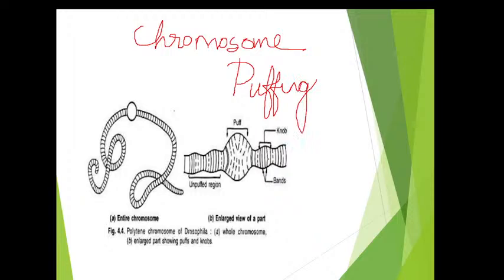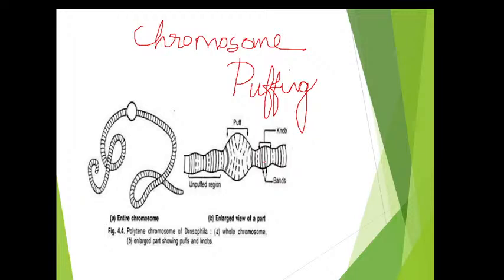Chromosome puffing. Polytene chromosomes have certain regions that are enlarged, and these enlarged regions are called chromosome puffs. This phenomenon is called chromosome puffing. Chromosome puffs are extensions from the central axis of the chromosome. They are regions of intense production of proteins and RNA, and at these sites active gene expression is found.